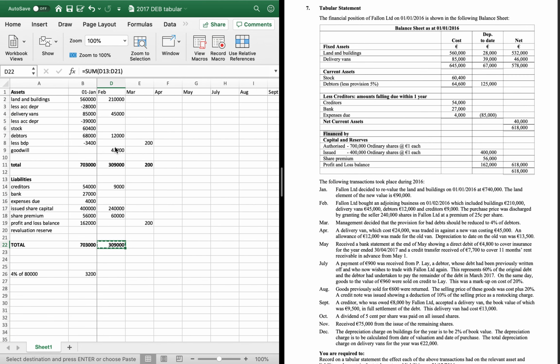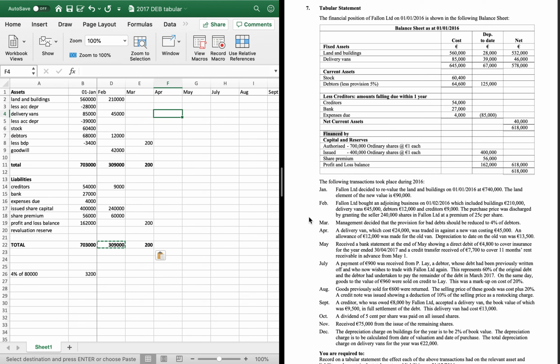That's March done. April, a delivery van which cost 24 was traded in against a new van costing 45, and allowances made for the old van. Depreciation of the old van was 13.5. It's like your depreciation question one here. We know anytime we sell an asset, we'll have a profit and loss in the sale of the asset.